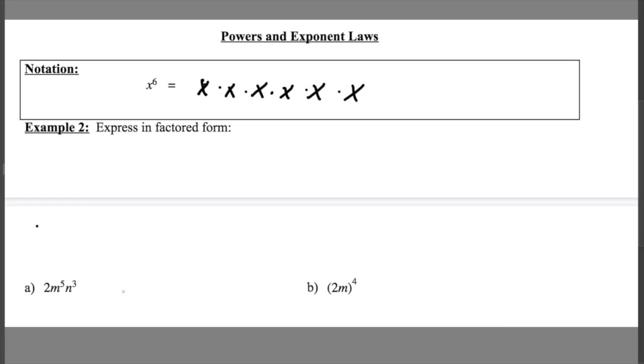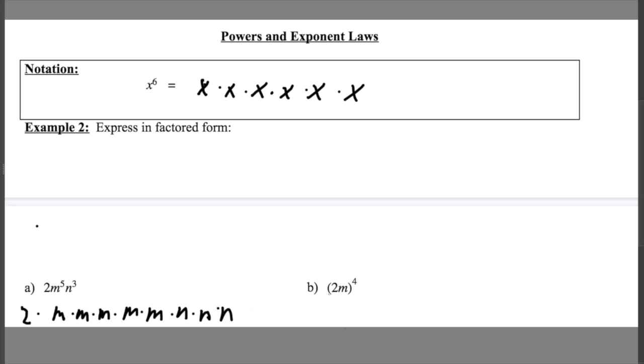The other two examples here, when we're asking for 2m to the power of 5 and n to the power of 3, to write these ones in factor form as well. So we simply write down 2 multiplied by m, m, m, m, m. So there's 5 m's, and there's 3 n's. Each of the dots represent multiplication.